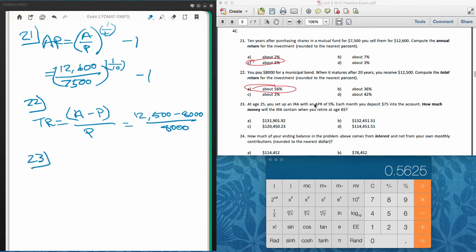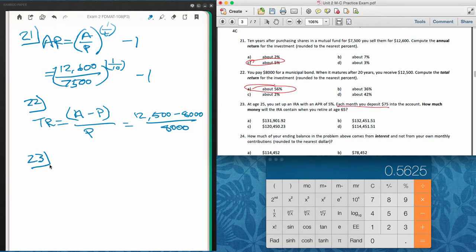All right, number 23. At age 25, you set up an IRA with an APR of 5%. Each month you deposit $75 into the account. How much money will you have in the IRA when you retire at 65? Okay, so since we have a monthly deposit, this is going to be a little bit trickier, and you're going to have to remember that formula.